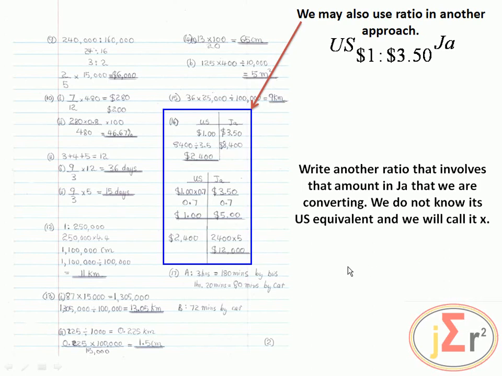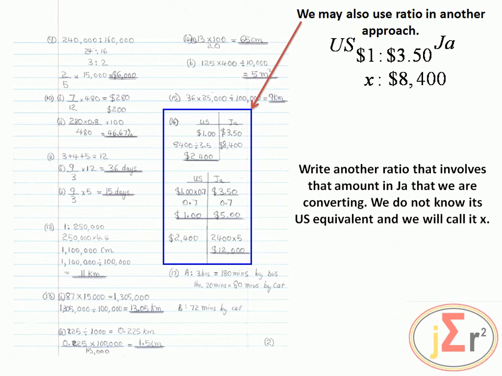So that figure is 8,400 Jamaican. So we will write another ratio that involves that amount in Jamaican that we are converting, which is the 8,400. We do not know its US equivalent. Well, we have calculated it before, but in the context of solving the problem, it is an unknown. So we do not know its US equivalent, and we will call it X. So X to 8,400, and that is our ratio.